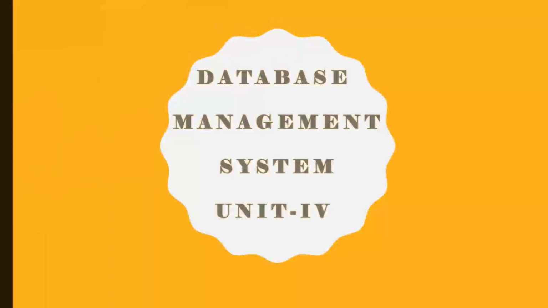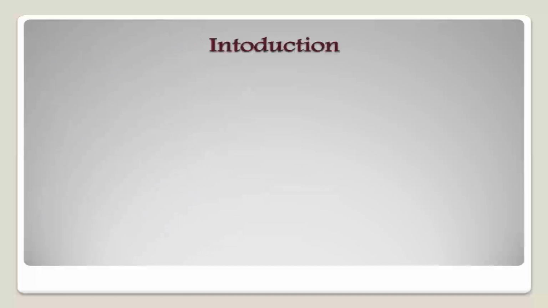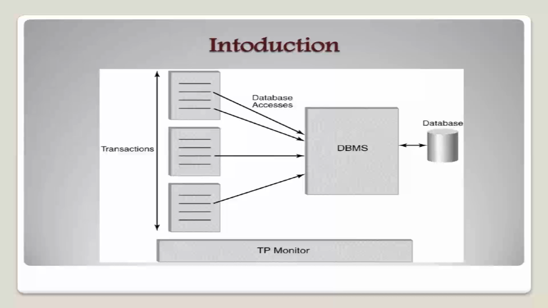Hello students, we are going to continue with the 4th unit with its 5th topic, that is concurrency control. First of all, we must know what is concurrency and how to control it. In a multi-programming environment where multiple transactions can be executed simultaneously, it is highly important to control the concurrency of transactions. We have concurrency control protocols to ensure atomicity, isolation, and serializability of concurrent transactions.